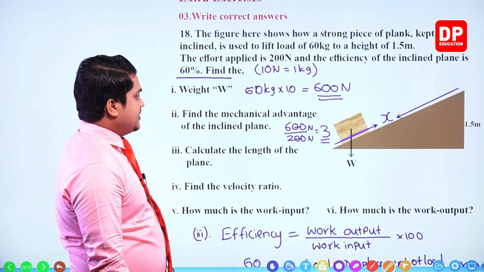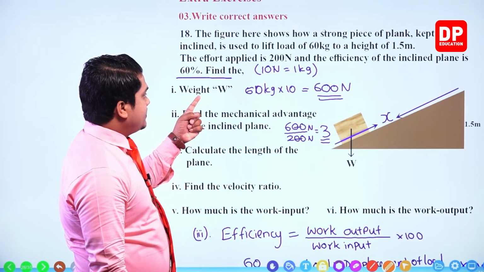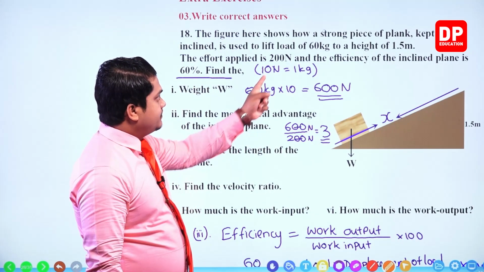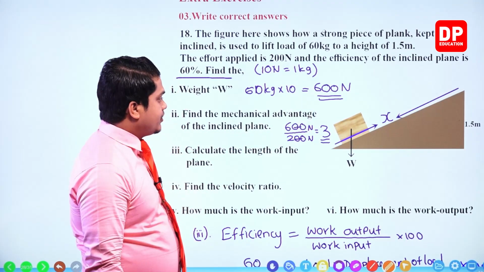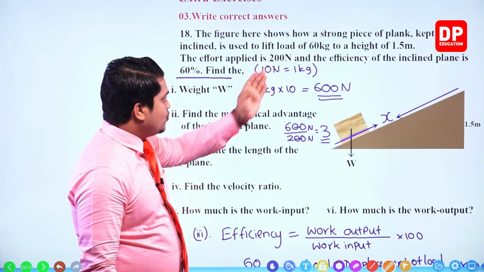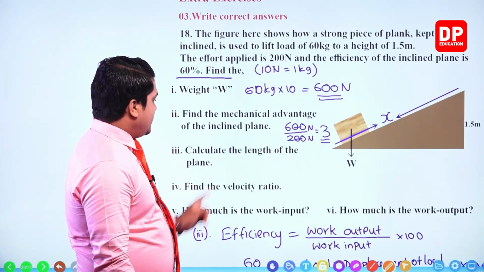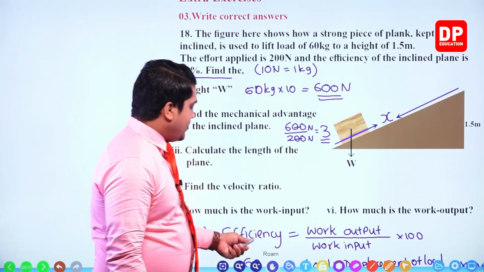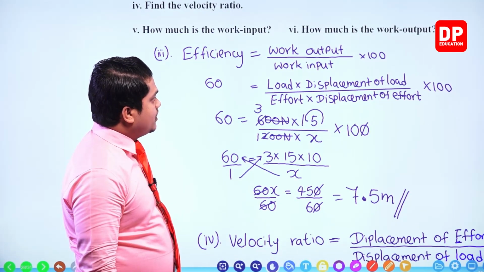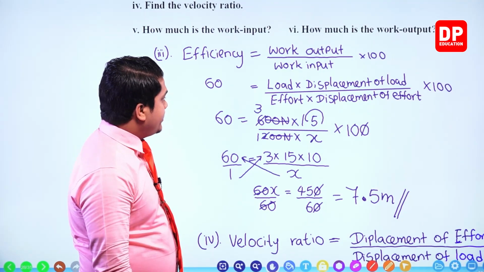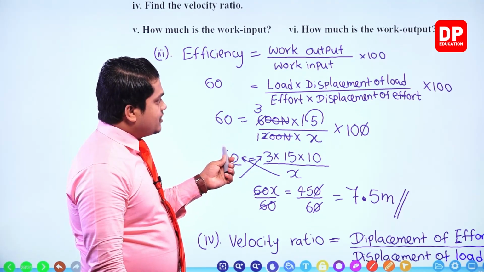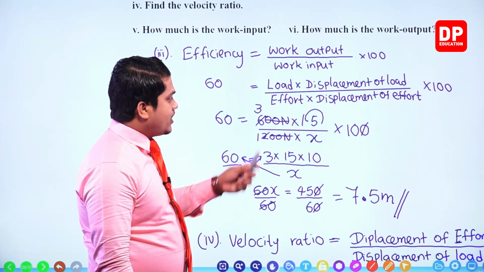Right. So in here, weight W is equal to 60 into 10, 600 Newton. The mechanical advantage, 600 division 200, 3. The length of the inclined plane, we took the answer over here. Efficiency is equal to work output division work input into 100. So 60 is equal to load into displacement of the load division effort into displacement of the effort into 100.